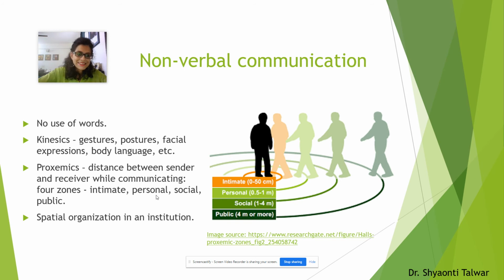So that distance determines the relation between the sender and the receiver. So here clearly the sender is in a position of authority, which is why he's at the head of the table. So these are common proxemic elements which you may have come across in films and television serials.